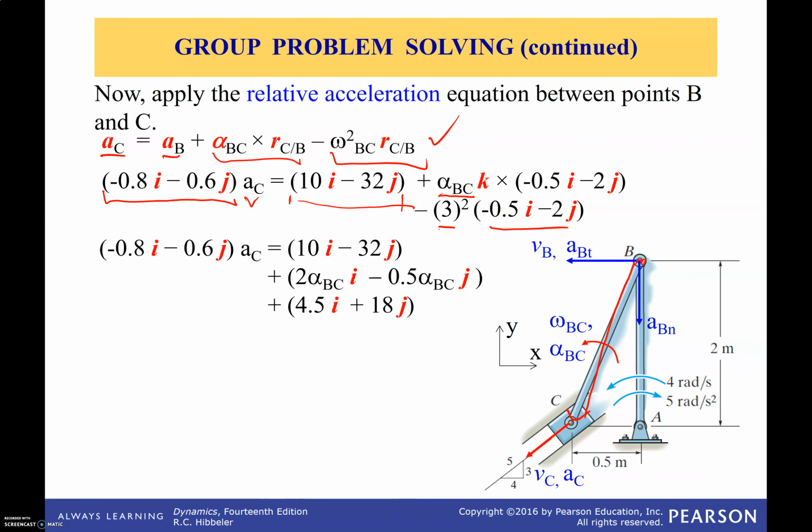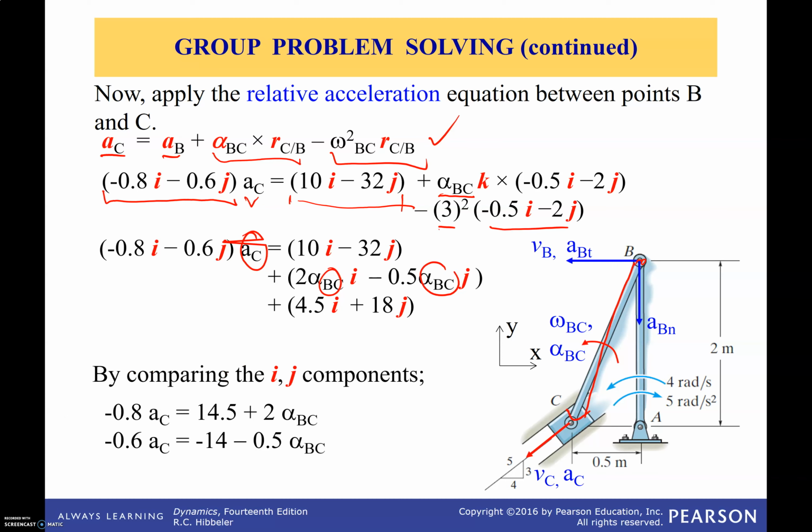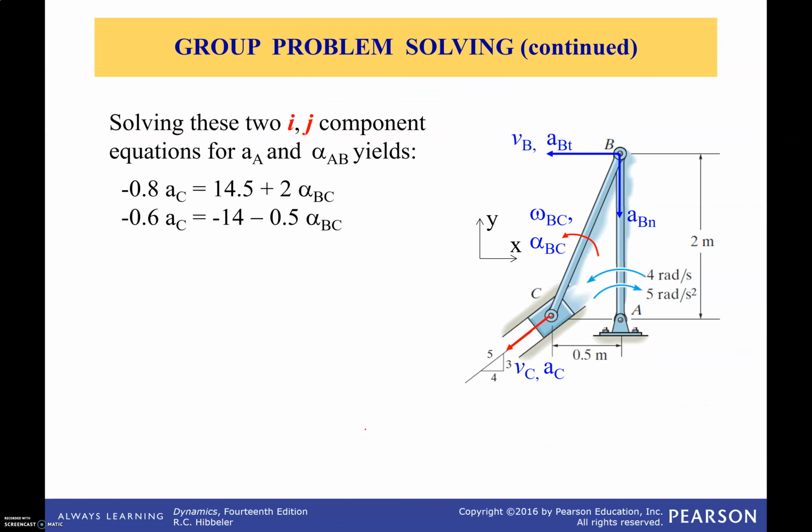So that's it. Now we can simplify this equation a little bit, and notice that we have two unknowns and two equations, one for x and one for y. So we can write those two equations, and finally we can solve them to obtain the final solution.